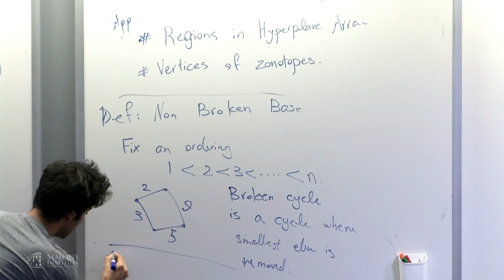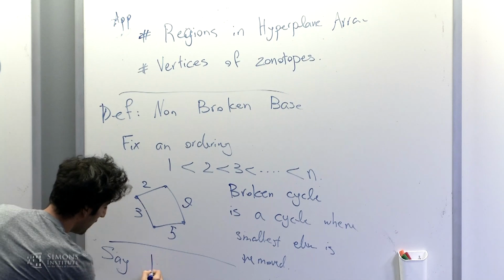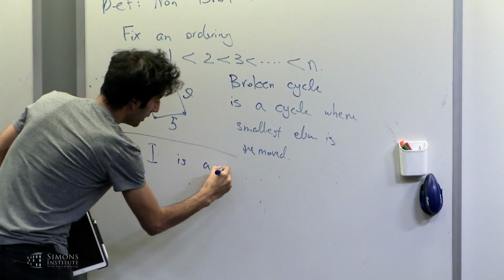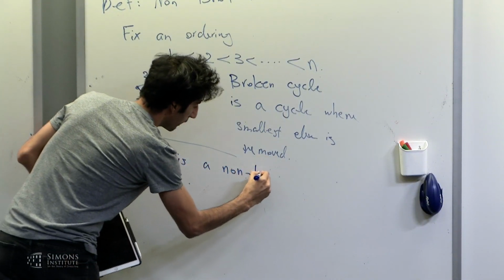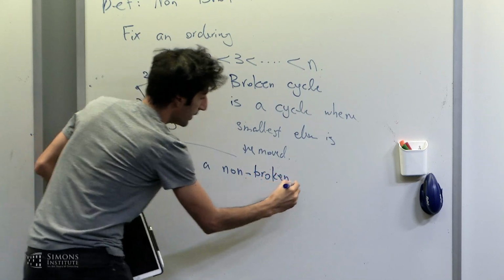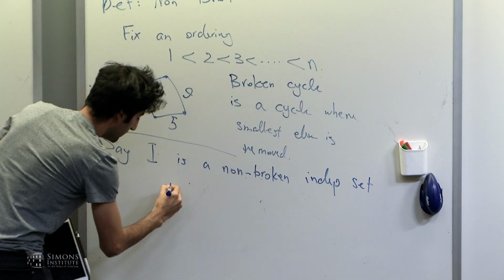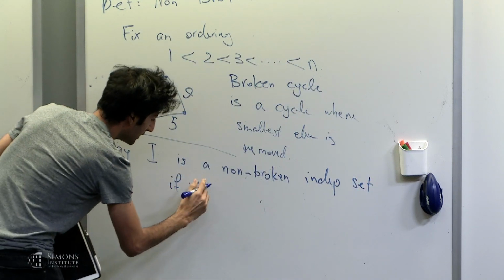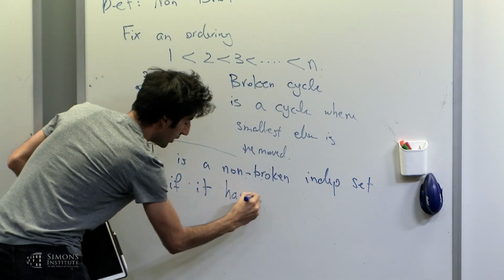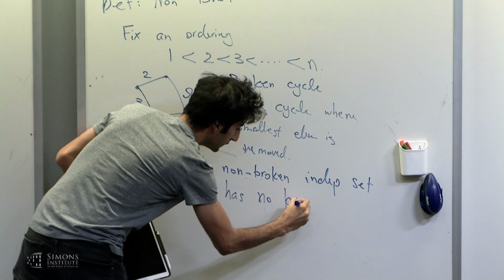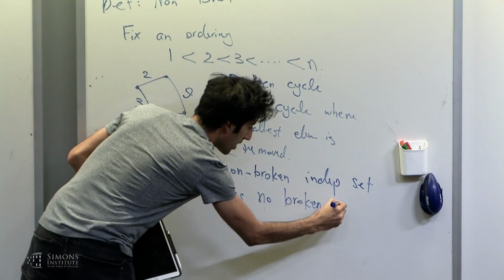So we say I is a non-broken independent set if it has no broken cycle.